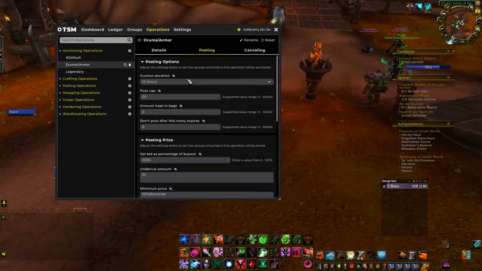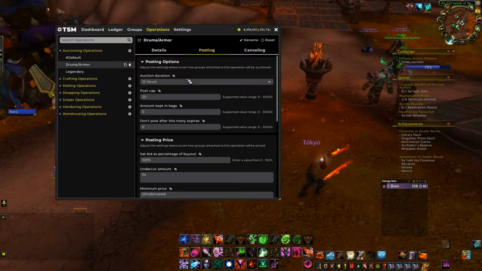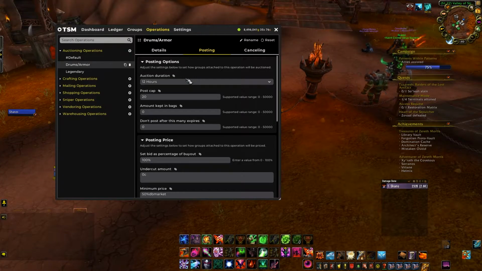So they stack in groups of 20. Now, I only want to post them 20 at a time, so I don't want to have multiple posts of 20. Even if I have a bunch more, I just want to do one group at a time. That's how I like to sell these. They generally will then get undercut, so you're canceling and reposting. I don't see a reason to post 100 of them, 5 stacks of 20, just to have them all undercut for any particular reason. So in this particular one, we have it set up with a post cap of 20.